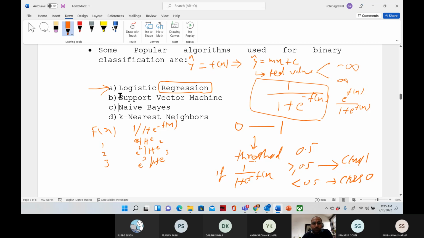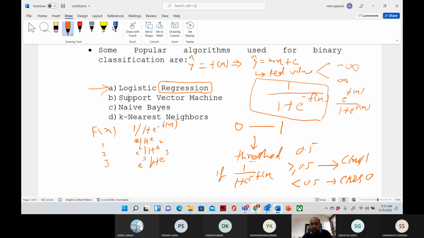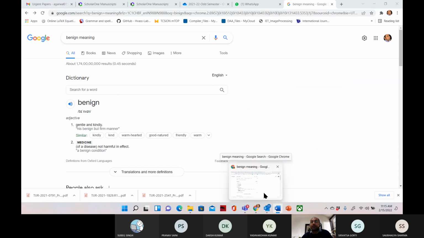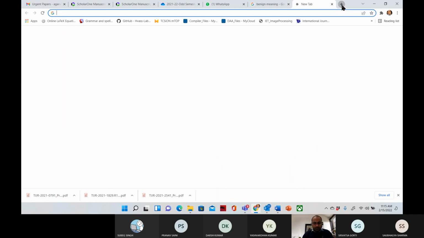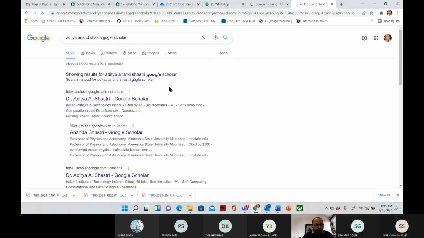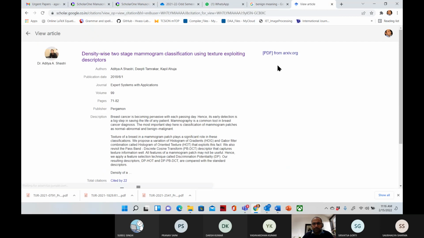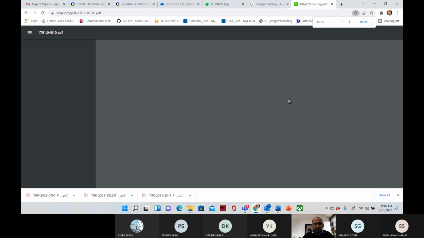I can show you the support vector machine in a research paper as well. Just give me 1 minute. I will show you this also used in the research paper. Just a minute, I'm showing you. In the research paper as well, it is used. This paper is in Expert Systems. Okay, it is opening, just a minute.